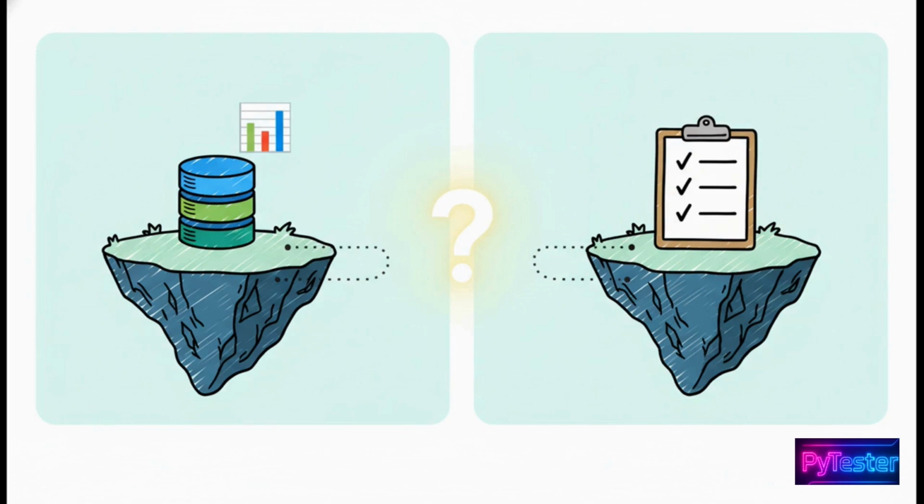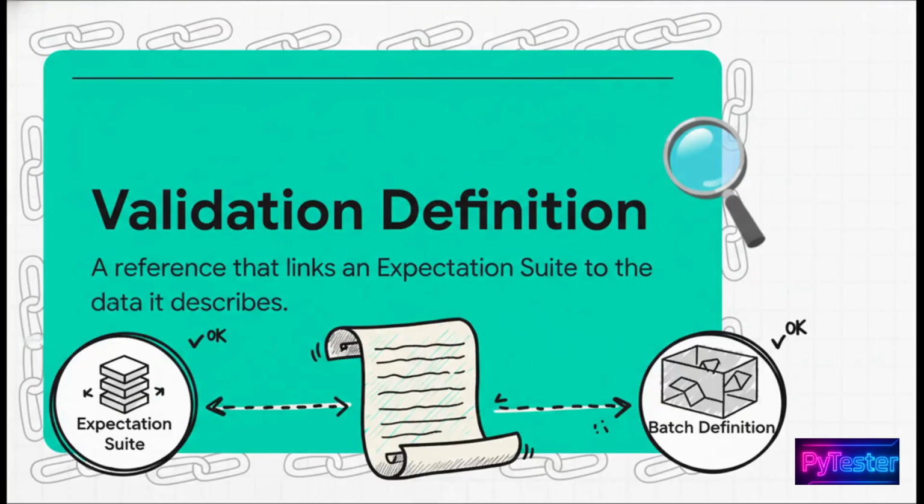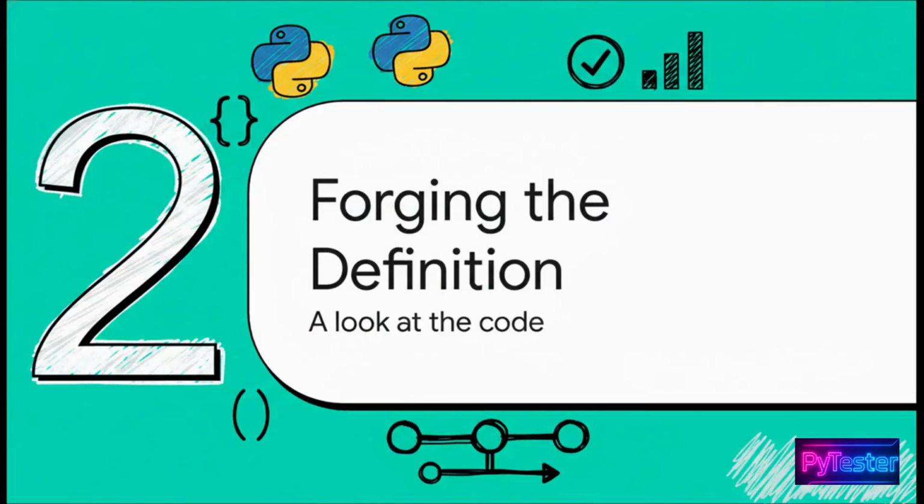We basically need a matchmaker. And that matchmaker has a name, the validation definition. Seriously, just think of it as a formal contract. It's a really simple but absolutely crucial little object that links your expectation suite to your batch definition. It creates this reusable reference that says, plain and simple, this data must follow these rules. And that is how we build the bridge across that gap. So, how do we actually go about creating this contract?